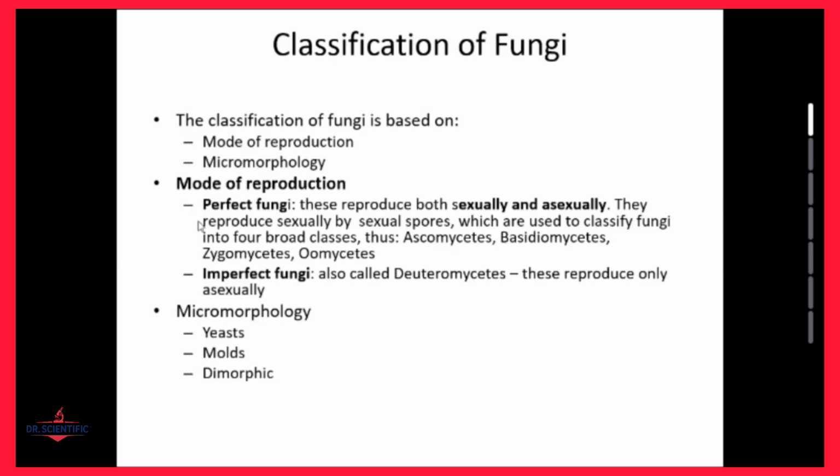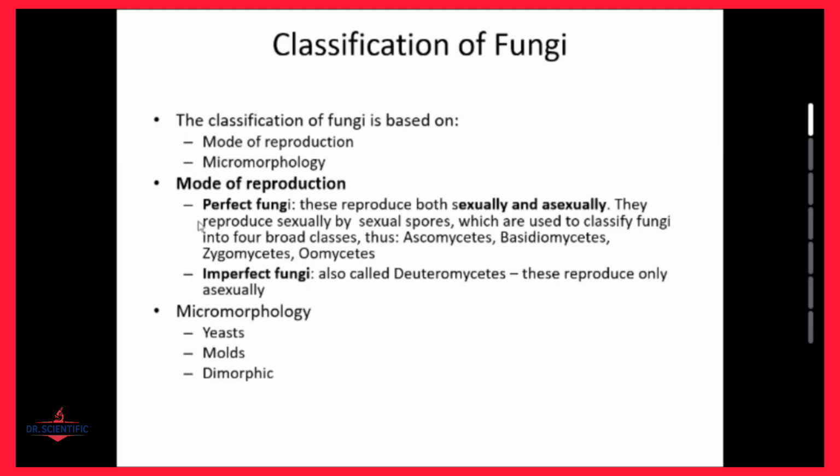Remember, these two classifications, perfect and imperfect, are based on reproduction. So these imperfect fungi are also called Deuteromycetes. They reproduce only asexually. That is one class by the name Deuteromycetes. So that is under mode of reproduction: perfect fungi with four classes and the imperfect fungi with one.